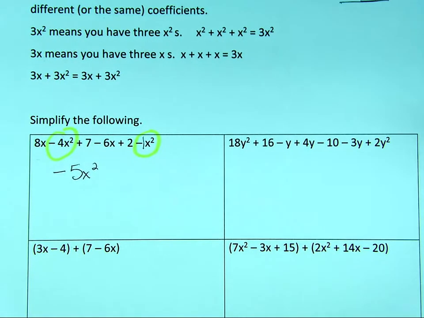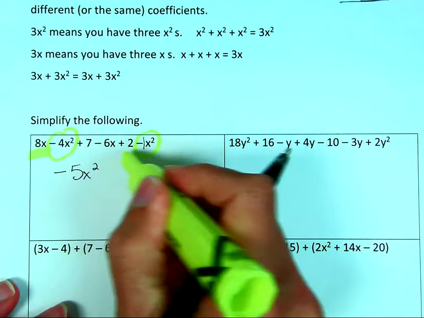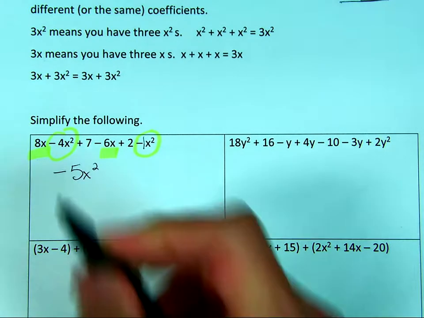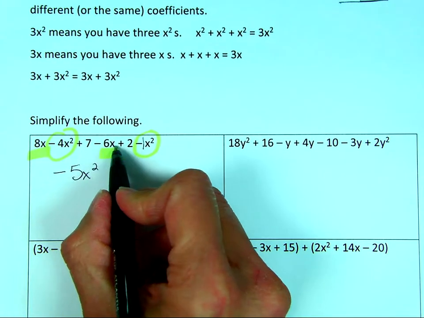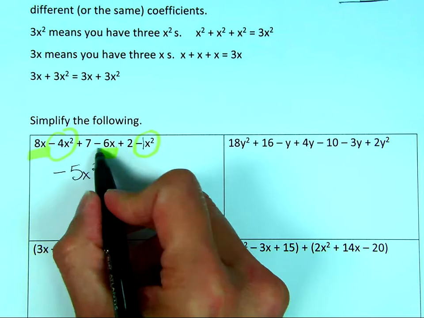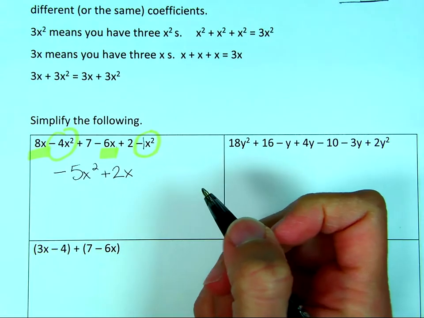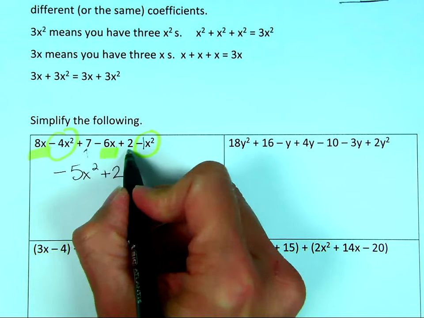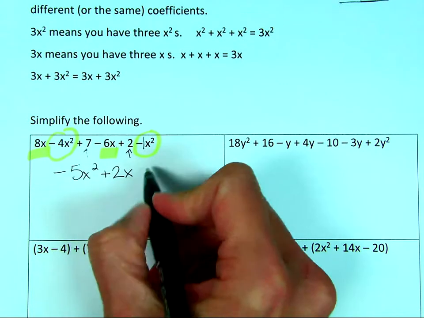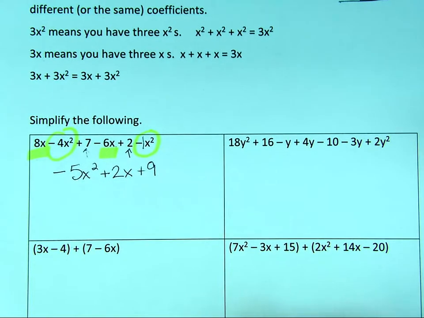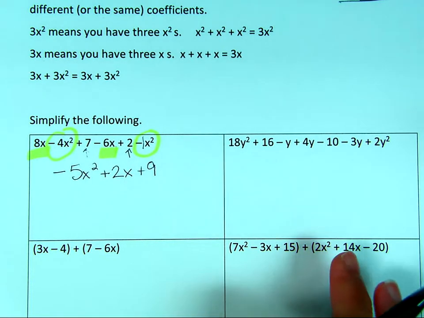So I might take my same highlighter and just underline the next like terms. Those are x's. This one says I have 8x. This one says I'm subtracting 6x. So if I have 8 x's and I take away 6 x's, I am left with 2 x's. And finally, my constants. 7 plus 2 is 9. So I have simplified my polynomial. It is negative 5x squared plus 2x plus 9.